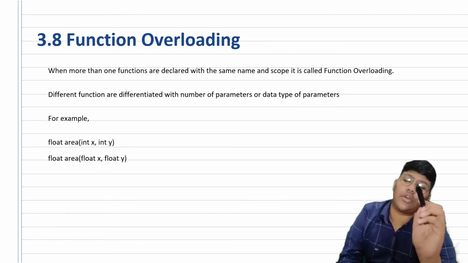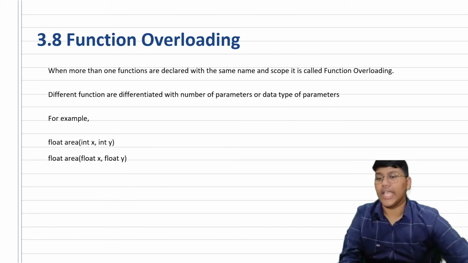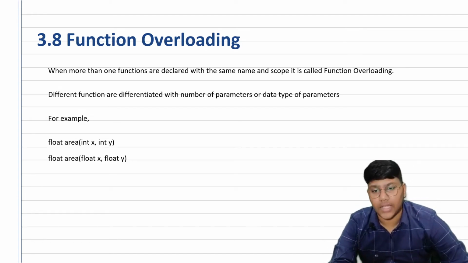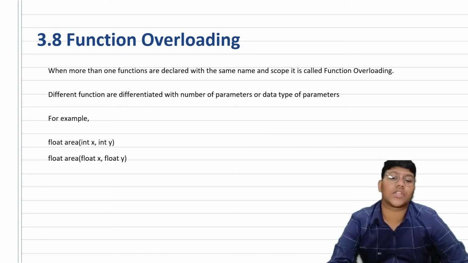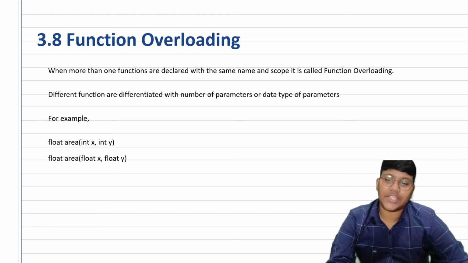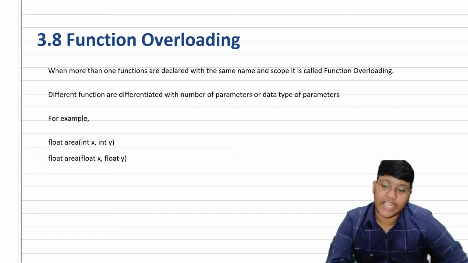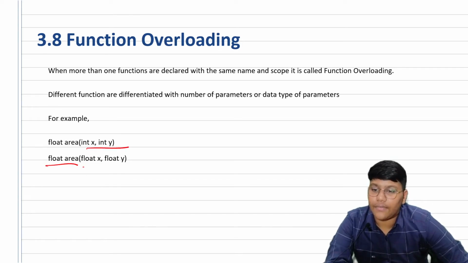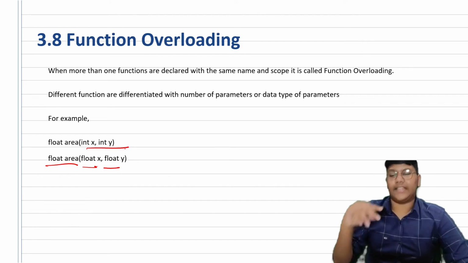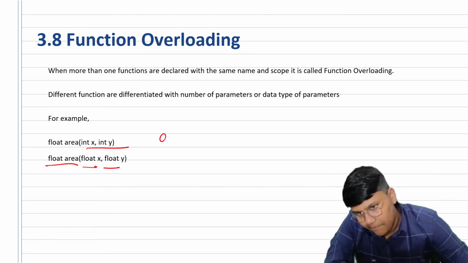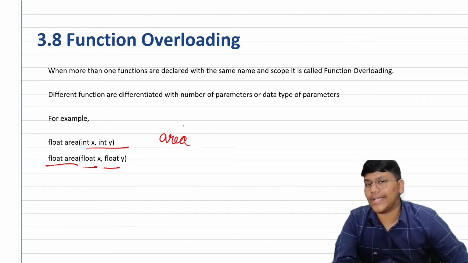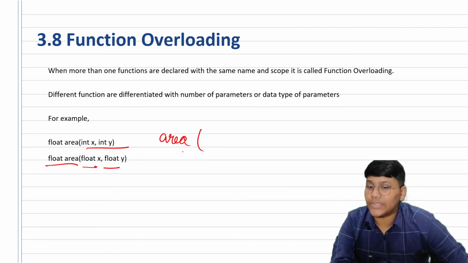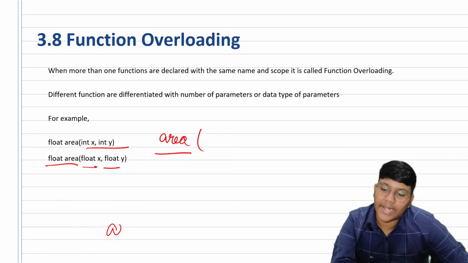Now comes topic 3.8, function overloading. When more than one function is declared with the same name and scope, it is called function overloading. Different functions are differentiated by the number of parameters or the data types of the parameters. For example, float area(int x, int y) and float area(float x, float y). Now you don't know if the variable will be int or float, so you create both methods with the same name. So you don't have to write the statement again and again.